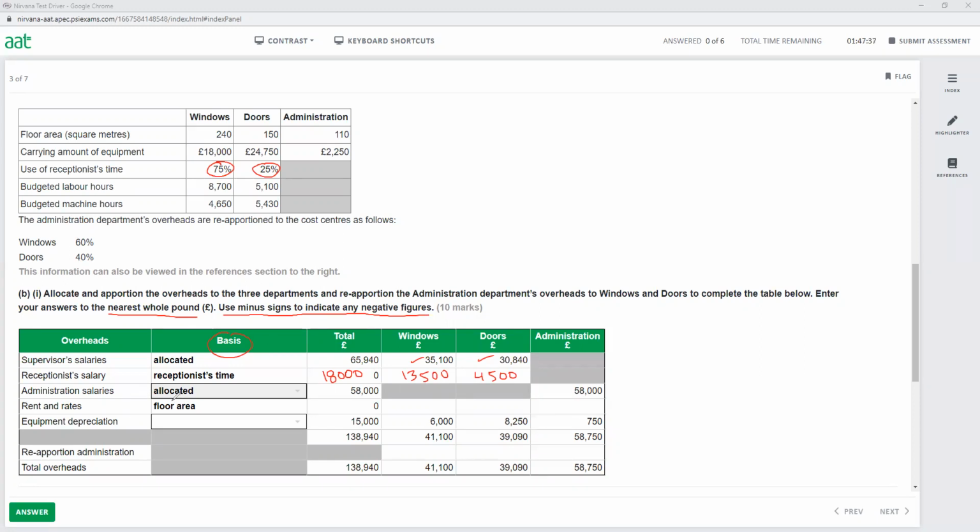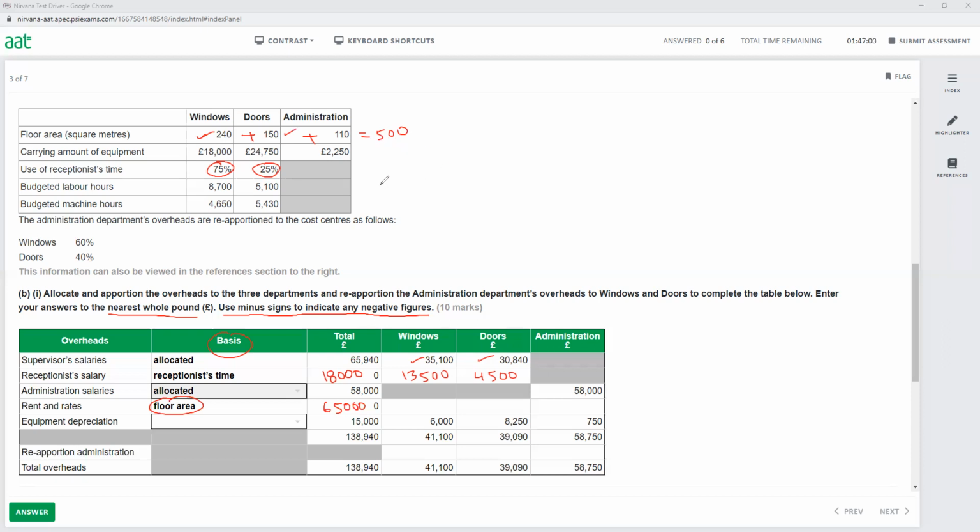This one is based on the floor area. The rent and rates total 65,000. It is on the top, and the floor area we have 240 plus 150 plus 110. So I need to find how much it is. 240 plus 150 plus 110, that gives me 500. So this 65,000, I'm going to use the floor area. So 240 for window, 150 for door, and 110 for admin.